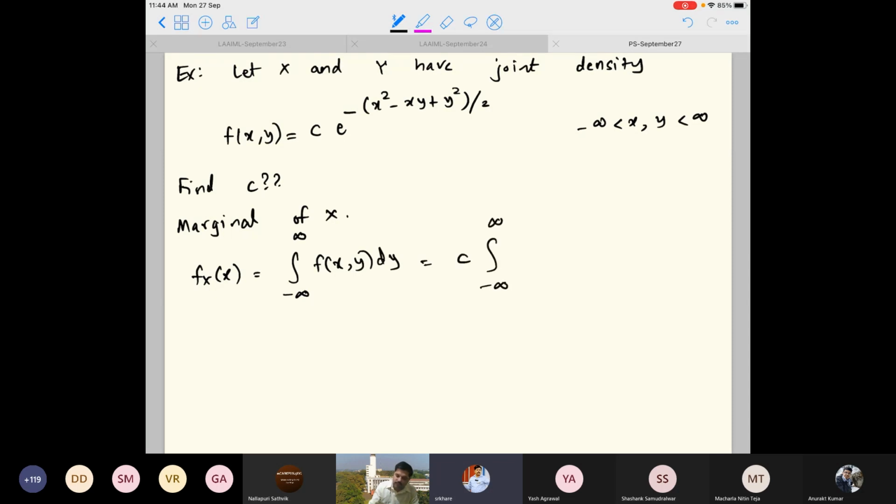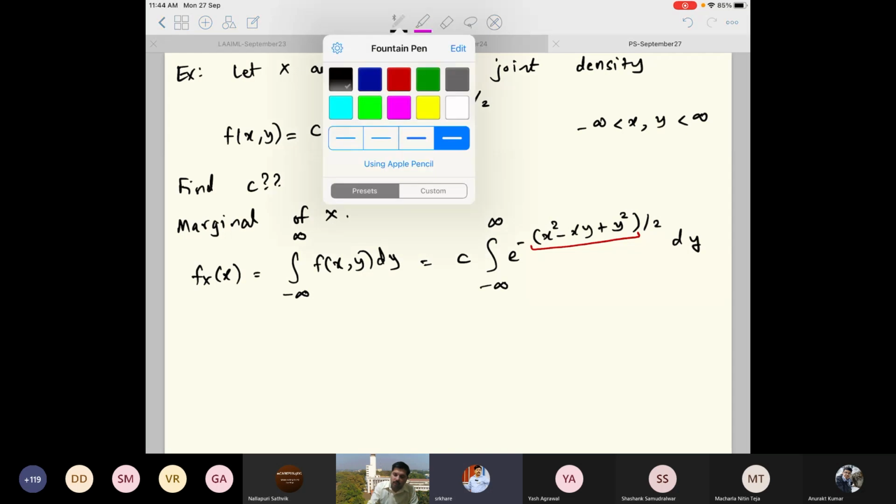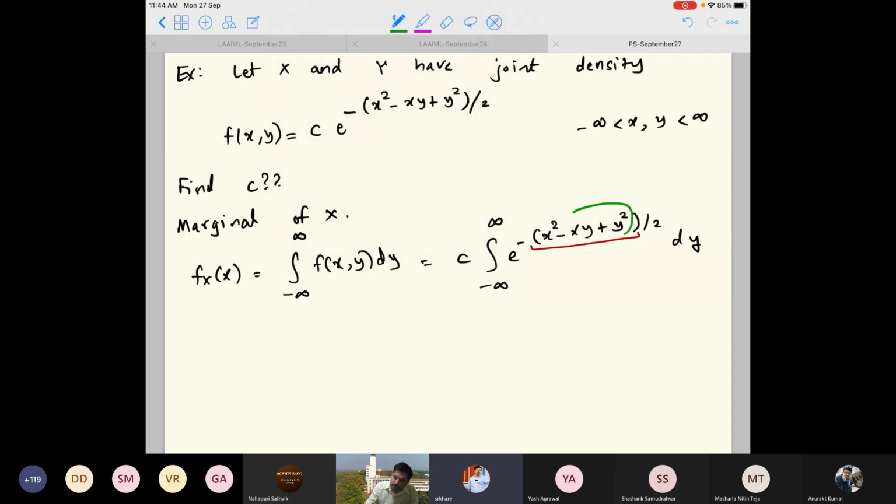So c comes out, minus infinity to infinity, e to the power minus (x square minus xy plus y square) divided by 2 dy. If you carefully look at this exponent, I am going to use the completing the square trick. Look at these two terms, y square minus xy. This is not a complete square, but it is almost one, so I need to add something to make it a complete square. What will I add? Is it not x square by 4? We have done this completing the square trick before. So I'll write this as exponential of (y minus x by 2) whole square plus 3x square by 4.